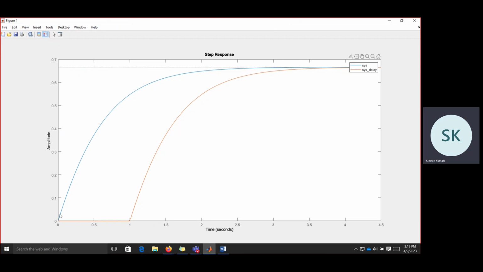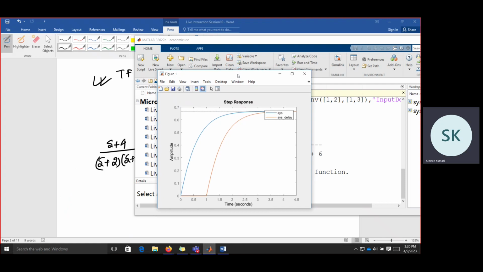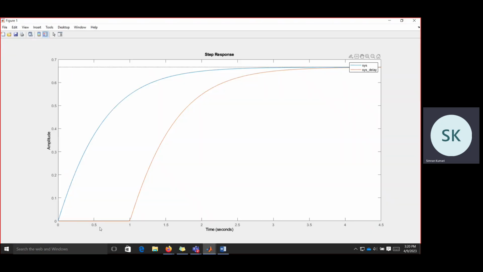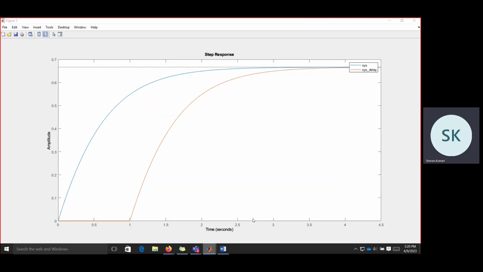The input is a step, and the system with the left half plane zero is this blue curve, and it is reaching 0.7. So it is not tracking the input. There is some error, but it is reaching some steady state. And for the system with delay, it has zero response up to 1 second, and after that it has started responding to the input. So that means we have some time delay.